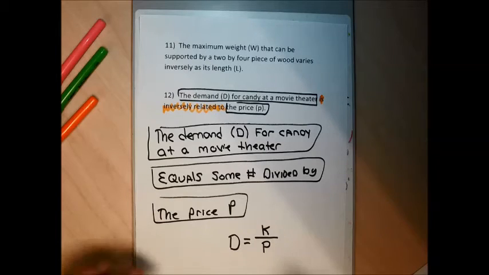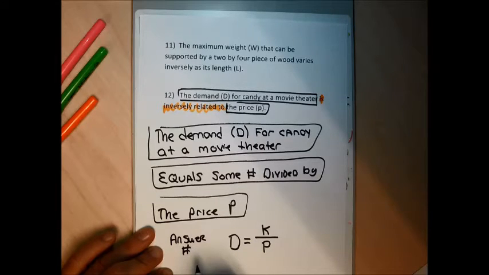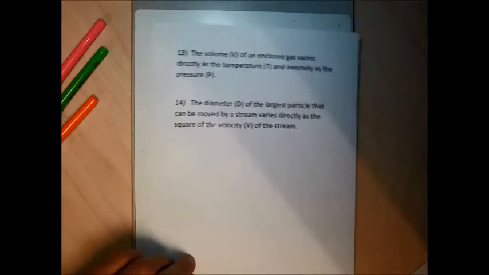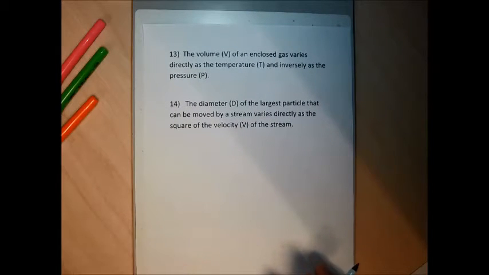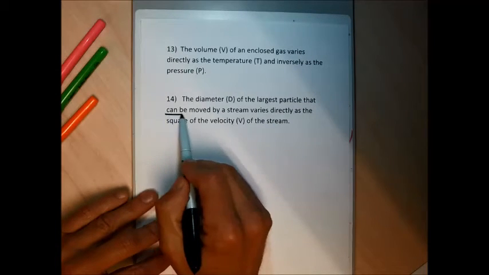And my answer to number 12, the equation that has the same meaning as that sentence, is D for the amount of candy sold equals K divided by P, the price of that candy. All right, so give 11 a go. And we can move on and do 13 and 14, and then we'll get to the next kind of problem.